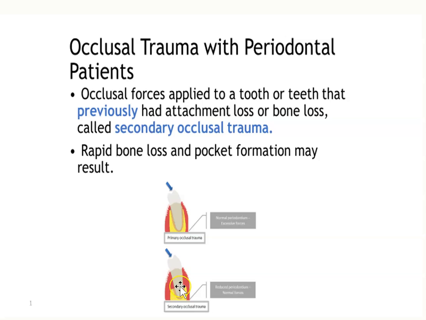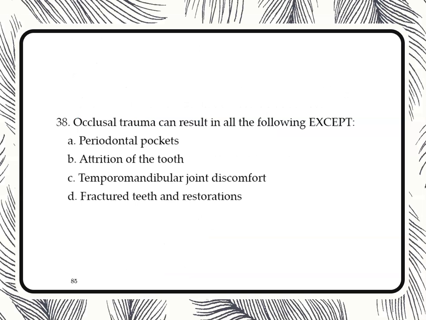Quite bad, because you can get rapid bone loss, not only from perio but also from grinding and clenching. So here's a question for you. Occlusal trauma can result in all of the following except A. You don't really get pockets, so periodontal pockets do not result from occlusal trauma, but all the rest can definitely happen. Think about it. When you're grinding or clenching, you're going to get attrition. Your TMJ is going to hurt. You can fracture your teeth or restoration. So the least likely option is perio pockets.